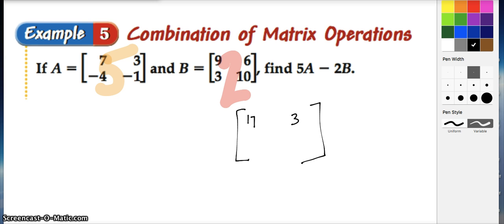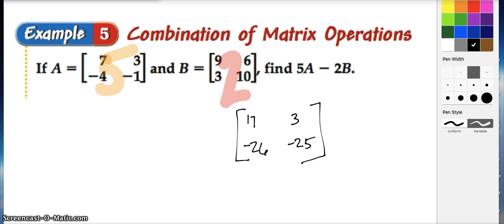Again, 5 times -4 is -20. 2 times 3 is going to give me a 6. -20 minus 6 is going to give me a -26. And then 5 times -1 is -5. 2 times 10 gives me 20. -5 minus 20 is -25. I think that's the right answer, and I feel pretty good about myself.